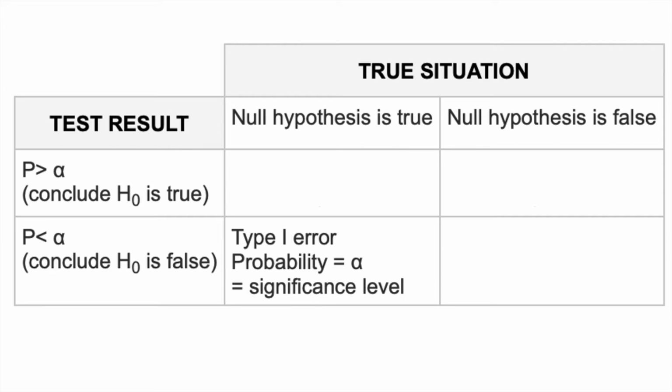So the first one is if our test concludes that the null hypothesis is false, but as a matter of fact it's true. This is what we call type 1 error. For example, if the two groups are not different in terms of their birth weight, but we're concluding differently, that the birth weight of these two groups is different. So this is what we call type 1 error.